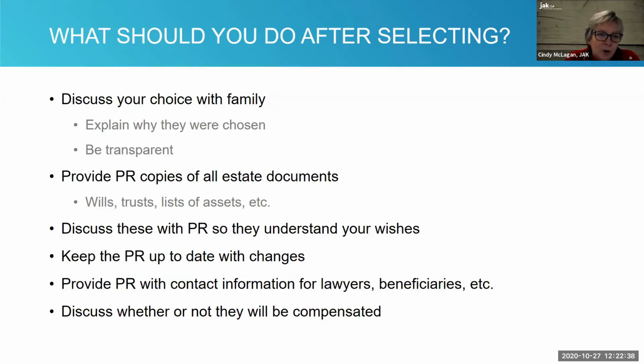And then you need to work with the personal representative that you've chosen. You need to provide all the documents to them. Give them a copy of your trust. Give them a copy of your will, or at least let them know where they are. Show them the place in your house where you keep these documents. Make a list of assets that you want them to manage for you. Discuss all of these issues with your personal representative so they understand what you want.